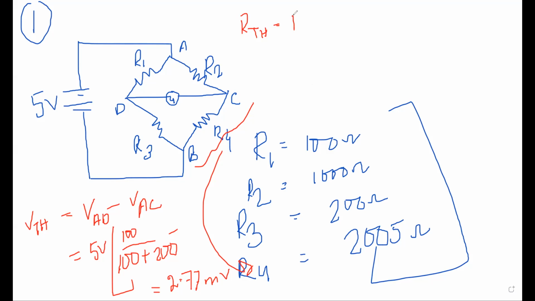So what you have to do? R1 parallel to R3, okay, plus what? Plus R2 parallel to R4. So you know the formula of parallel. So just put it down and tell me the answer. Put the values, and parallel means you know what formula we have to apply. Then put the values and tell me the answer of RTH.